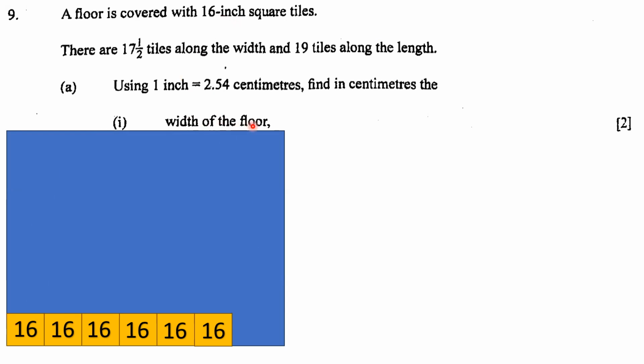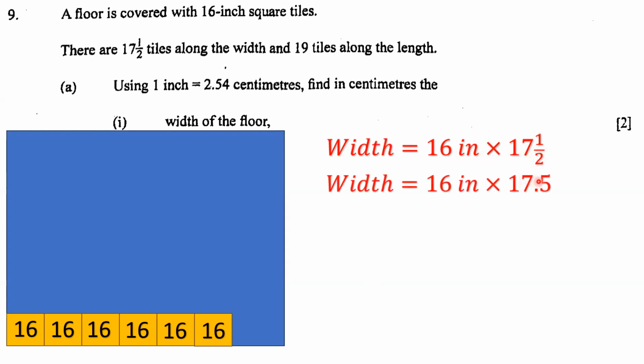Well, the width of the floor is going to be 16 times 1, 2, 3, 4, 5, 6, all the way up to 17.5, right? So the width of the floor is going to be 16 inches times 17.5, because each one of them covers 16 inches and you have 17.5 of them. So if you multiply 16 times 17.5, we get 280 inches. So the width of the floor is 280 inches, but they don't want it in inches. They want it in centimeters.